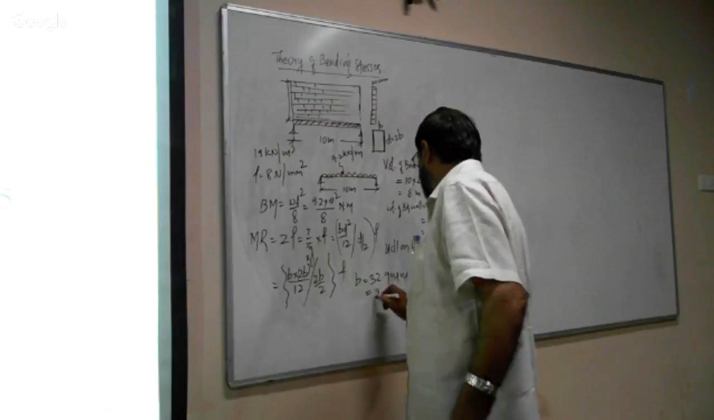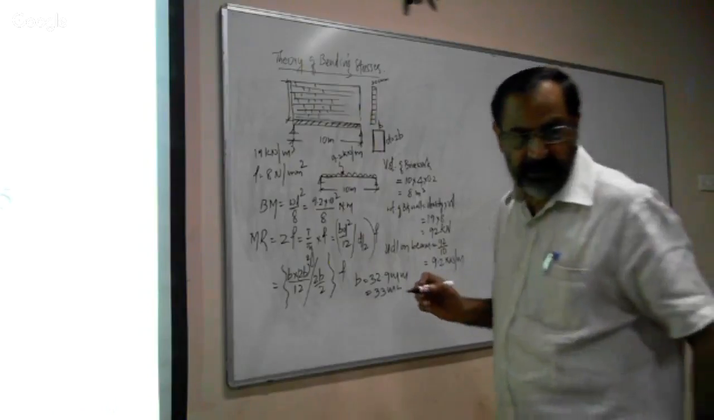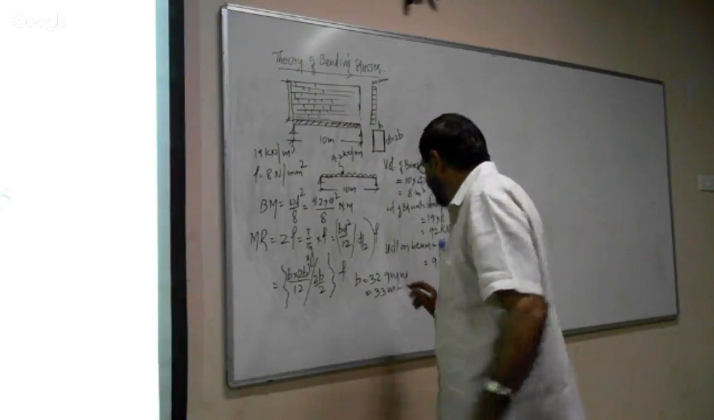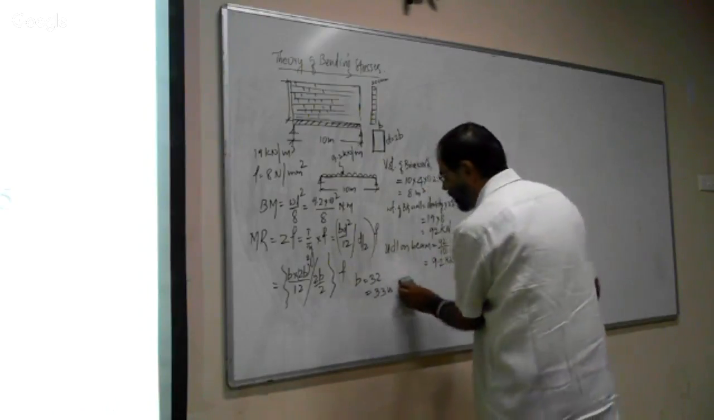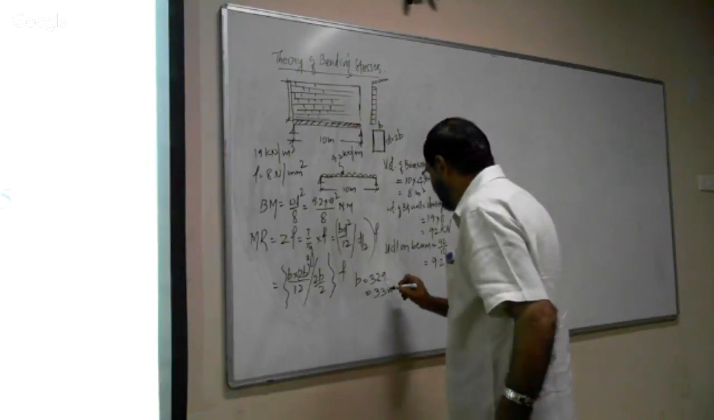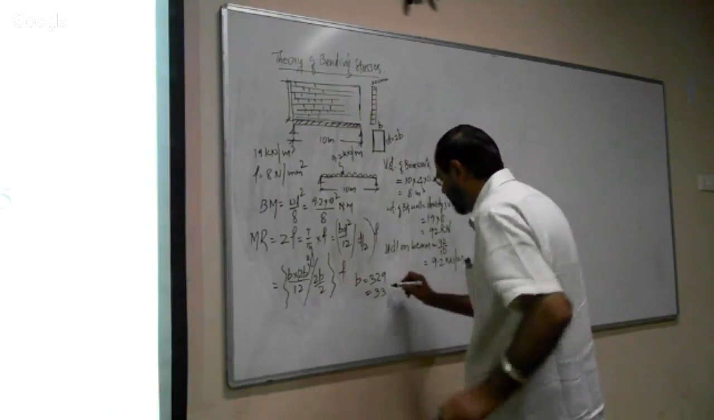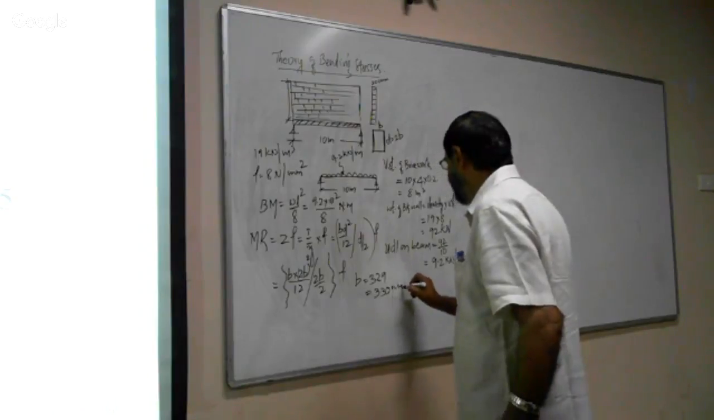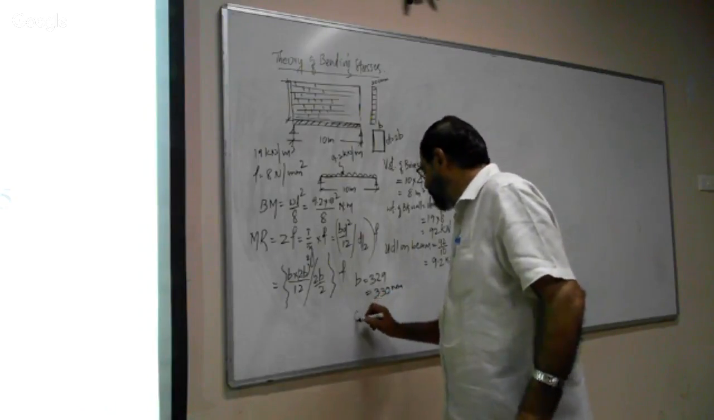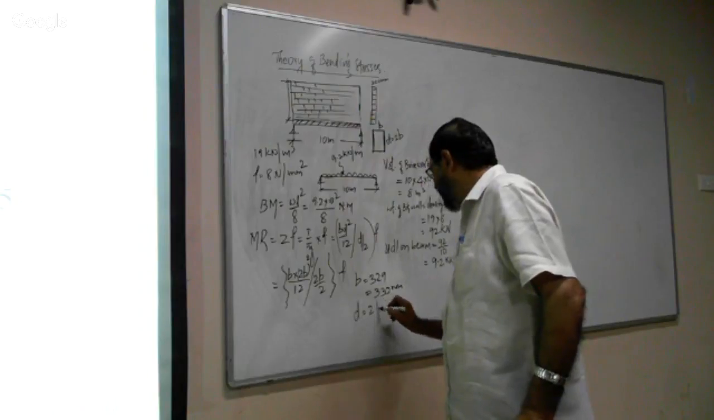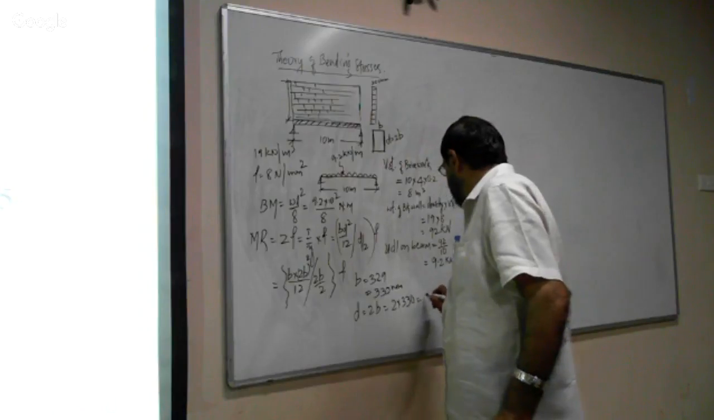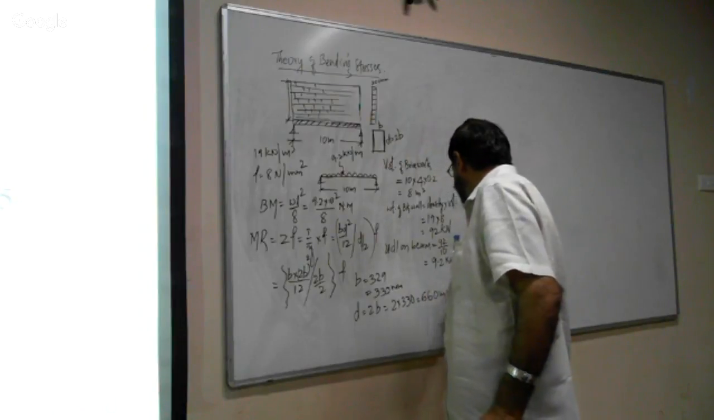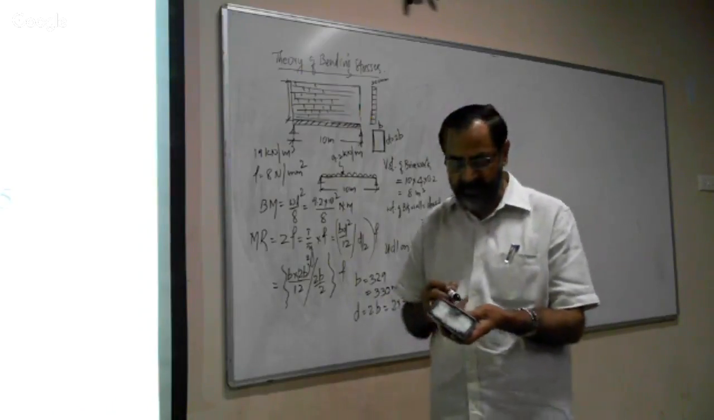Say it is 330 millimeter. We are going to get 329 millimeter, and say it is 330 millimeter. And therefore, depth D is equal to 2 times the breadth. Therefore, it is 2 into 330, which is equal to 660 millimeter. This is what we are going to get, isn't it?